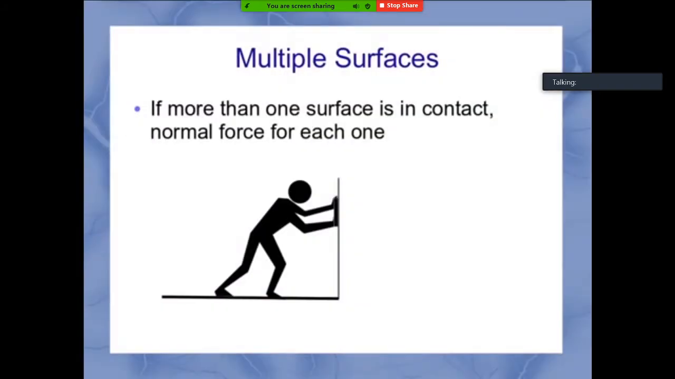Now, if I've got multiple surfaces, like I have in this example, I have to consider a normal force for each one of the points of contact. So for example, up here at my hands, I have a normal force where I'm pushing on the wall and the wall is pushing back on my hands. In this case, my front foot is going to have a second normal force, where my foot pushes down on the floor and the floor pushes up on that front foot. And in the back foot, we have a third normal force. And again, it's a force pair where my foot pushes down on the floor and the floor pushes back up on my foot.